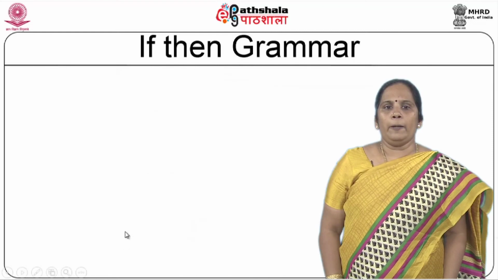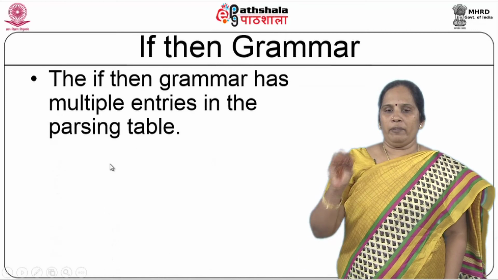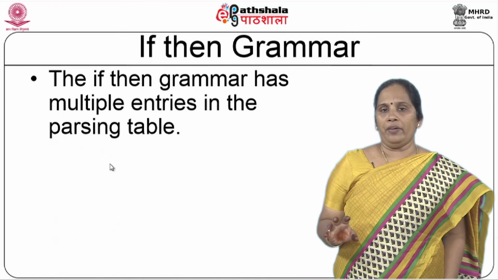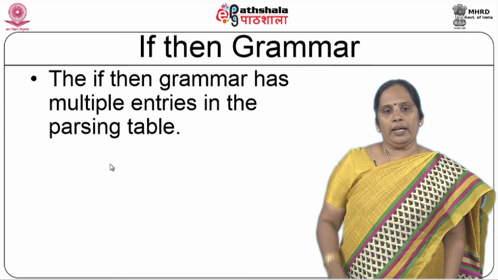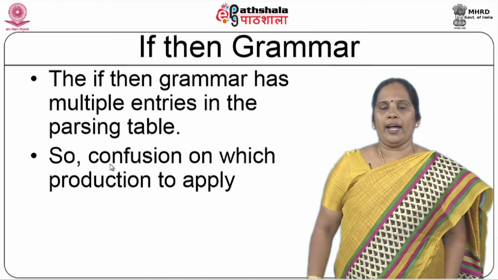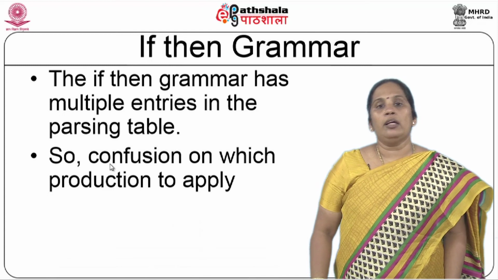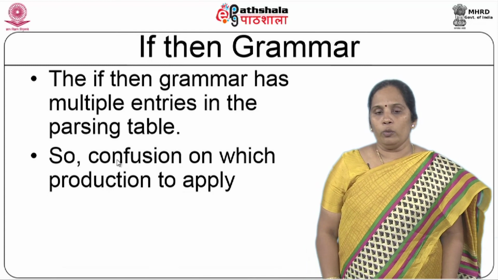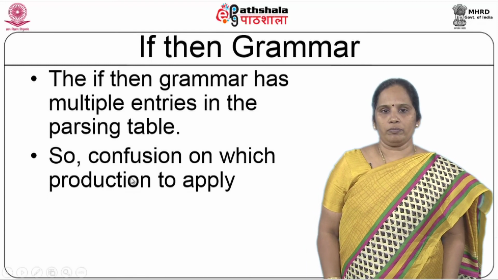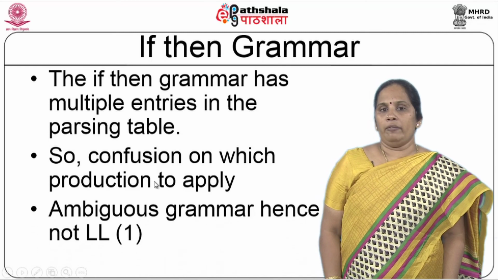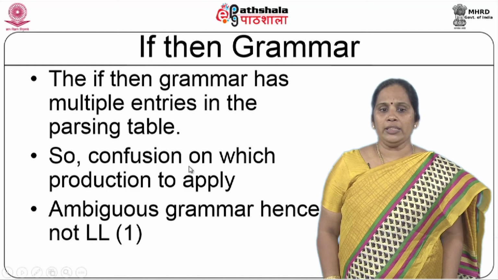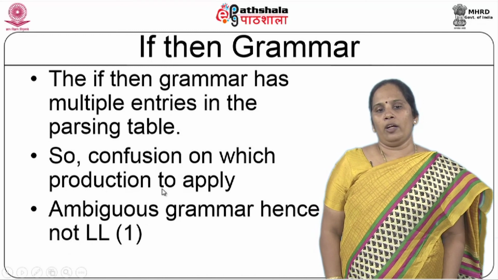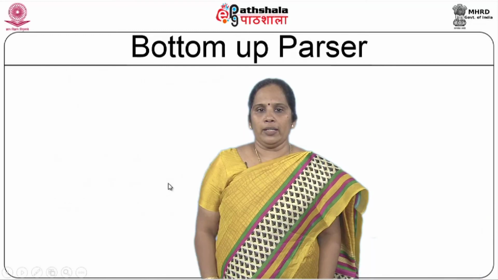More generically, we can say that if the parsing table has multiple entries, then that grammar cannot be parsed using an LL1 parser. Secondly, if a grammar is ambiguous, then the LL1 parser cannot be used to parse it. The if then grammar, we already know, is an ambiguous grammar because it will have multiple derivation trees. Therefore, this grammar cannot be parsed using an LL1 parser.